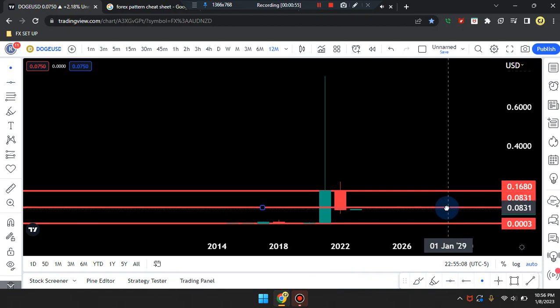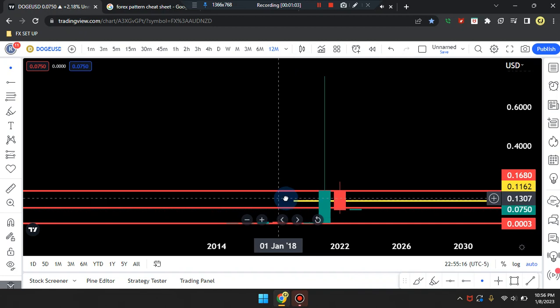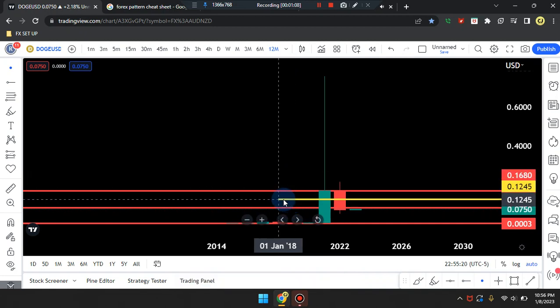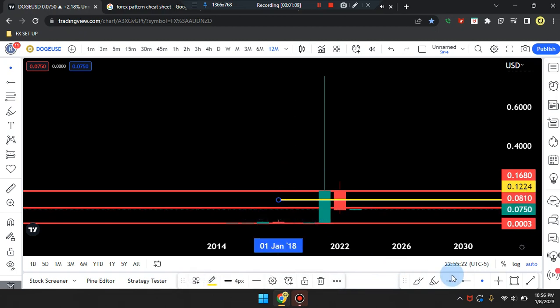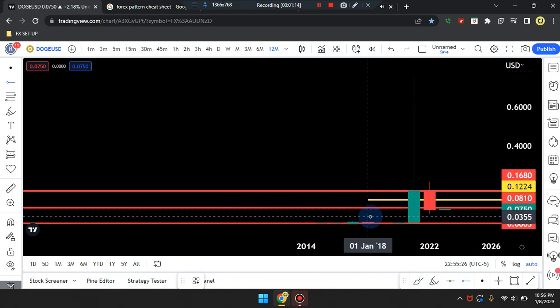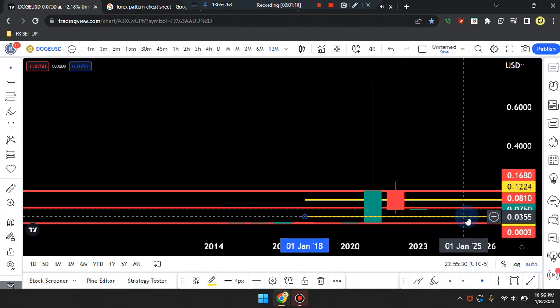Midpoint. Also adding second level highs and second level lows.